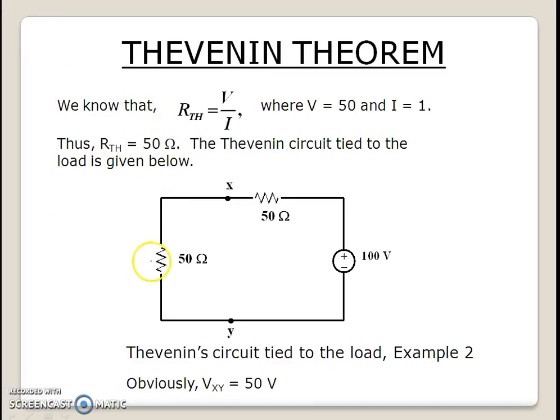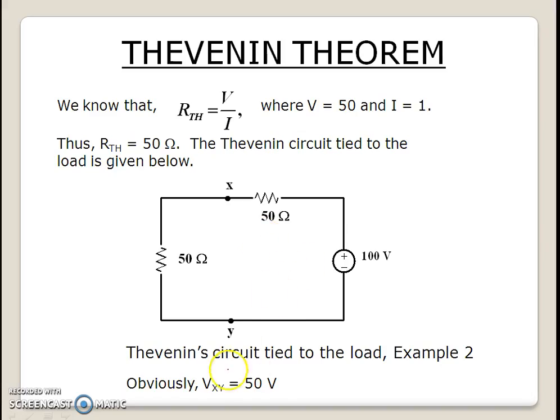So we can replace with VTH 0 volts and RTH 50 ohm, and the remaining right half of the part is with the 100 volt source and 50 ohm. So we can find out the VXY voltage, which is equal to 50 volts with a simple voltage divider formula. Thank you.